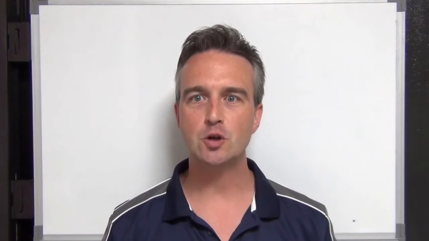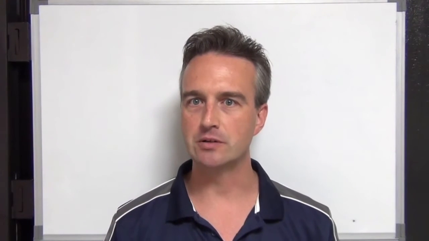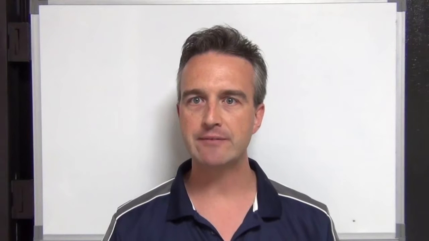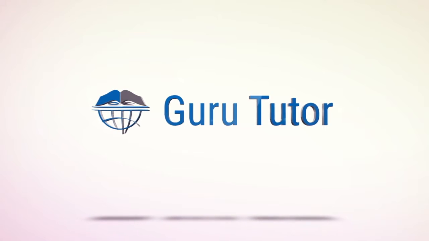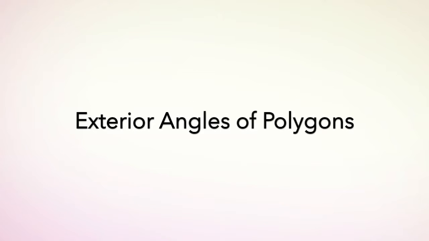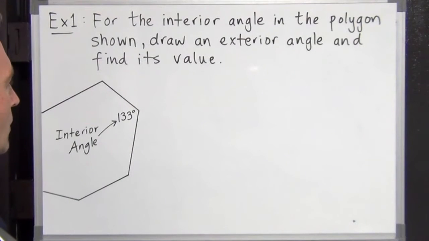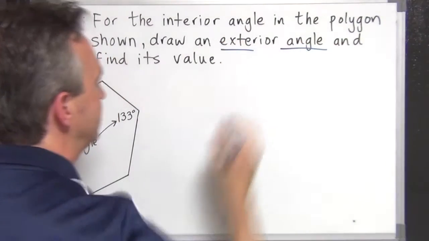Hello again. Let's talk about exterior angles of polygons, and in particular, what happens when we have a regular polygon. So to get the ball rolling here, let's do an example which explains what an exterior angle is.